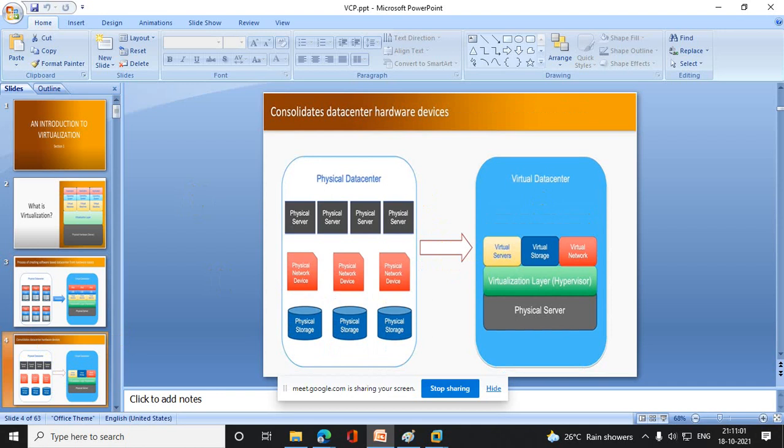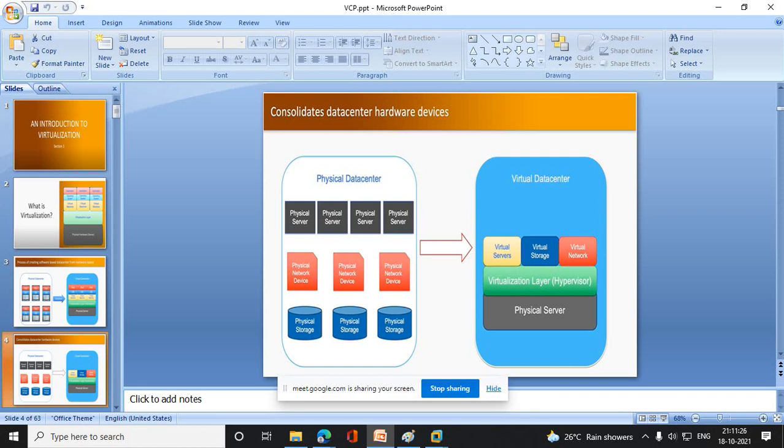Like the physical data centers, whenever you need a huge storage, then definitely in physical data centers you have to purchase a physical storage box, a sandbox. I think you have heard about it, right? In a normal traditional data center, they need to purchase the physical storage, physical network devices, and physical servers.